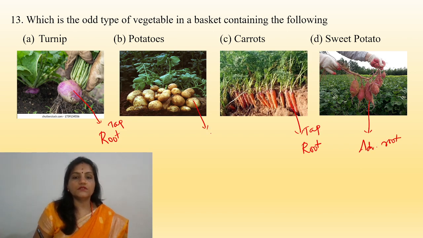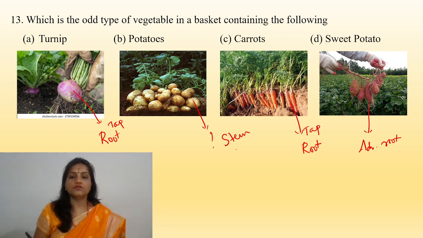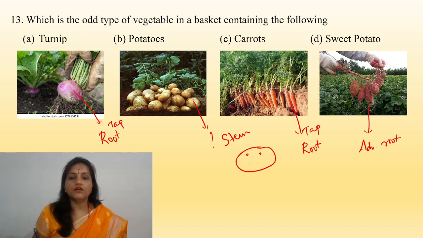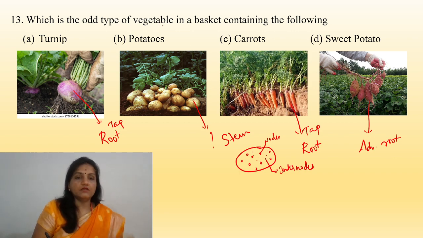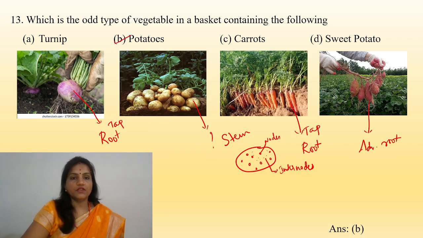So what about this? This is nothing but a stem modification. Potatoes are stem modifications. So when you look at a potato, you will find eyes in this. These are buds. In this region, these are nodes, and these are called internodes. So the odd type of vegetable in the basket is the potato, because it is a stem modification, right? Let's move on to the next question.